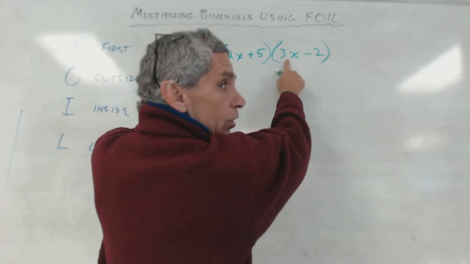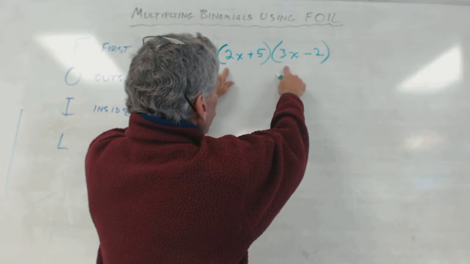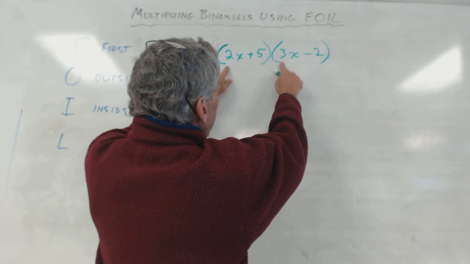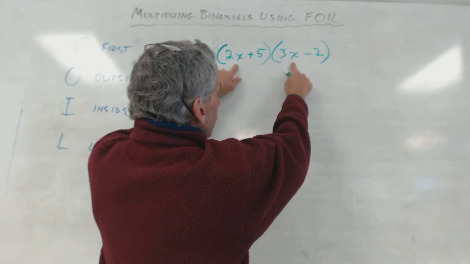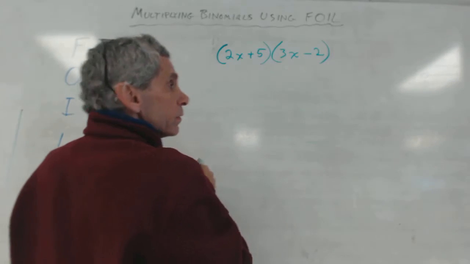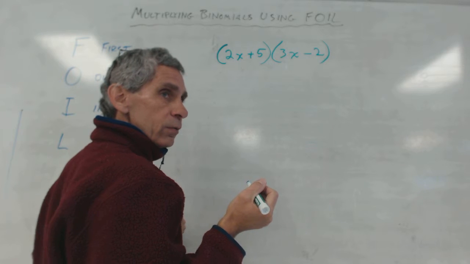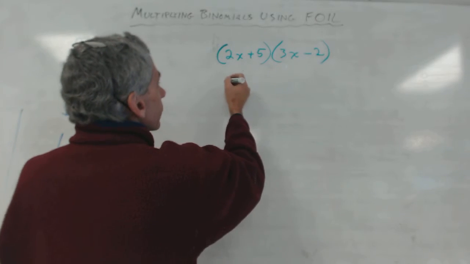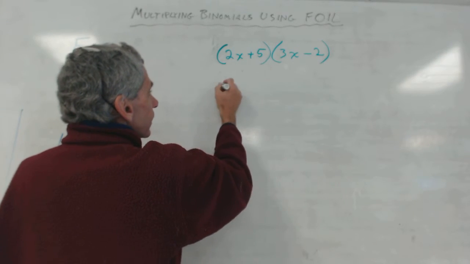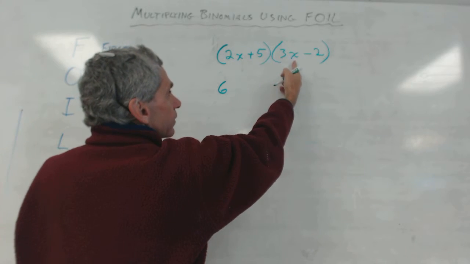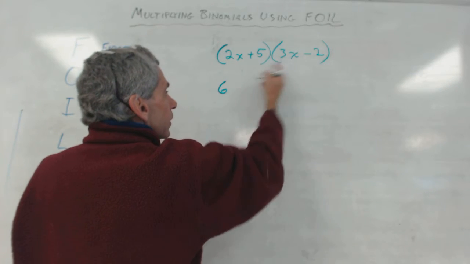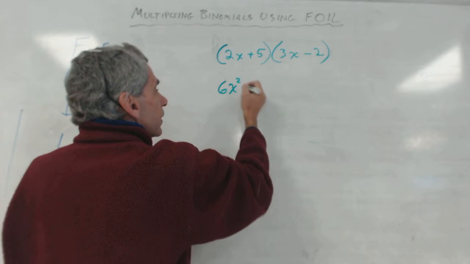Wouldn't it be 6x? Right, so my first, it's got to be 2x times 3x. 2 times 3 is 6. X times x is x squared. So it'll be 6x squared. Here, 6x squared first. So yeah, 2 times 3 is 6, and then x times x is x squared.